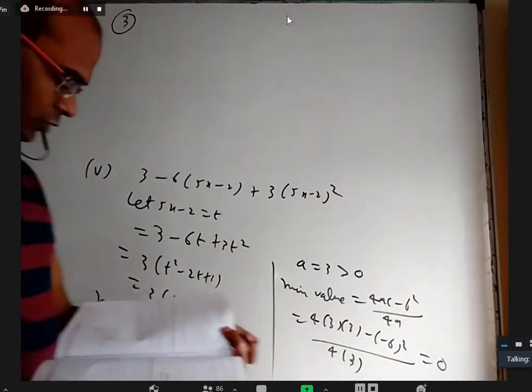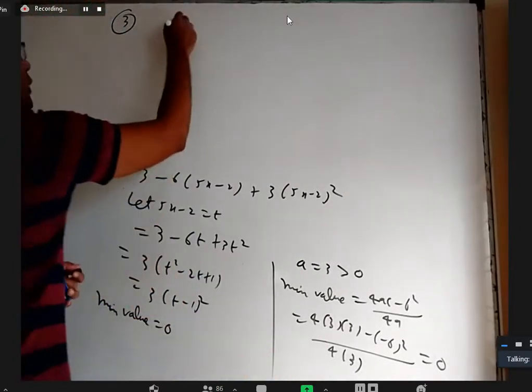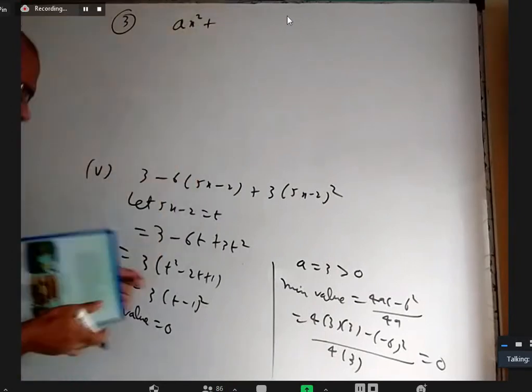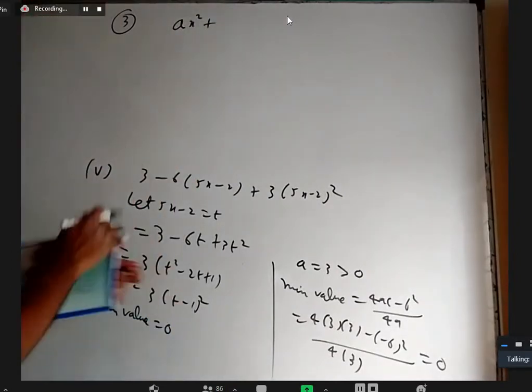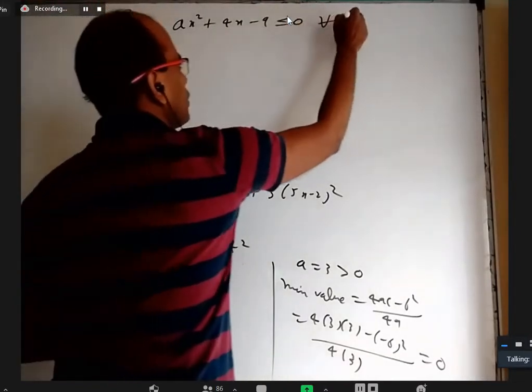They want what values of a make the expression less than or equal to 0 for all x. ax square plus 4x minus 9 less than or equal to 0 for all x belongs to R.